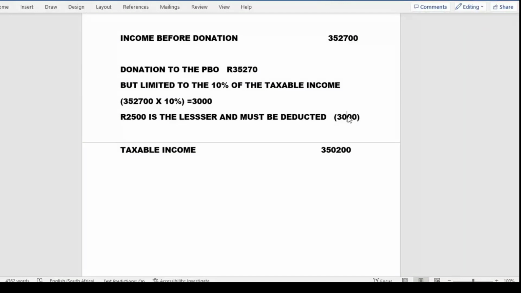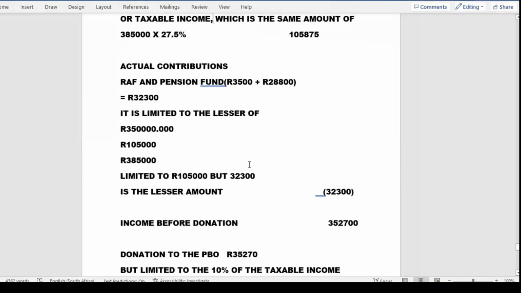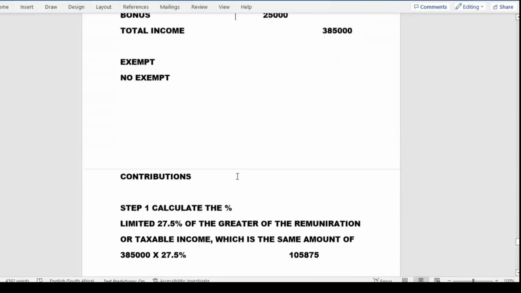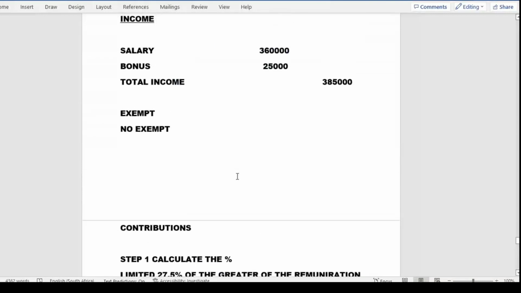Okay, so how did you get the taxable income? You mean, how did I get 352,700? Yes. 352,700 is actually from here. You remember when I was explaining the cap of 350? Yes. Okay, we got incomes. They gave us a total of 385,000 rand. You must be following there. And then we were looking at the exempts. We don't have any exempt, right?